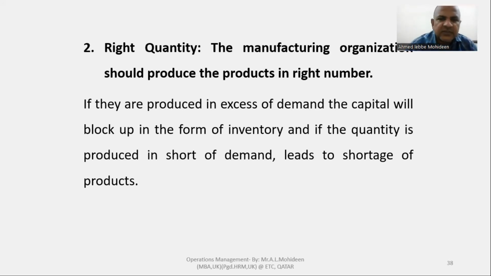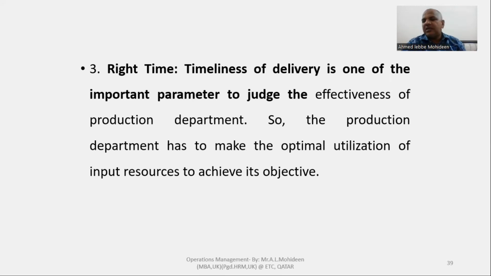Right quantity. And the right time, you have to make them at the right time, always. Timeliness of delivery is one of the important parameters to judge the effectiveness of the production department. For example, a customer asks for shirts for the festival. Before the festival, they need them, but you are giving the shirts after the festival. Do you think it's good? No. Because what is he going to use the shirts for? That is what they call right time. You have to give the shirt at the right time. Sometimes if you give it after the time, they don't take it.